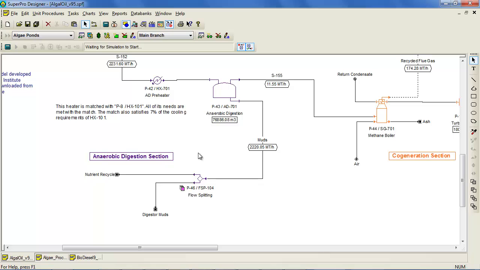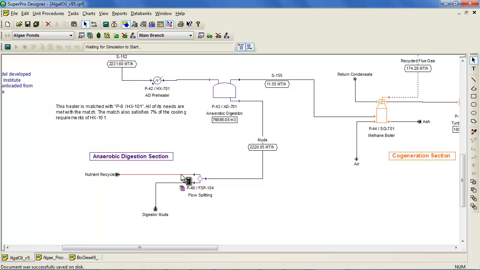The streams are heated to 30 degrees Celsius prior to digestion in AD 701. The generated gaseous stream, which is rich in methane, is sent to the cogeneration unit. Most of the remaining aqueous material could be recycled back to the process to provide additional water and nutrients to the algae pond section.